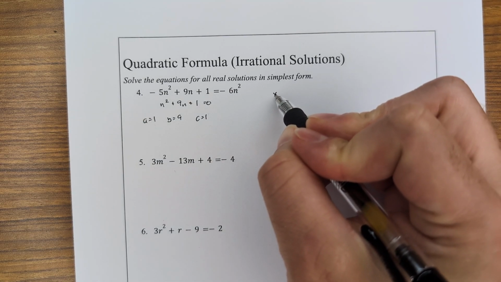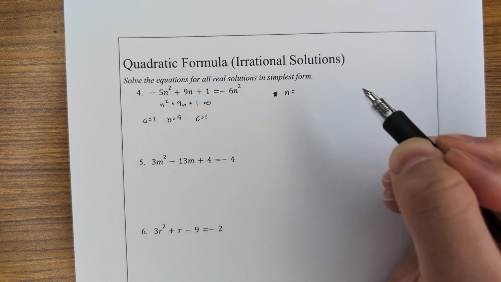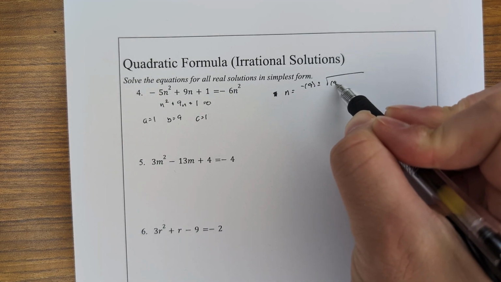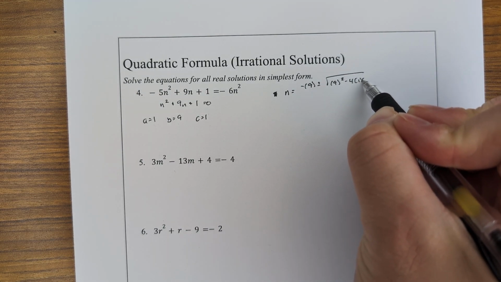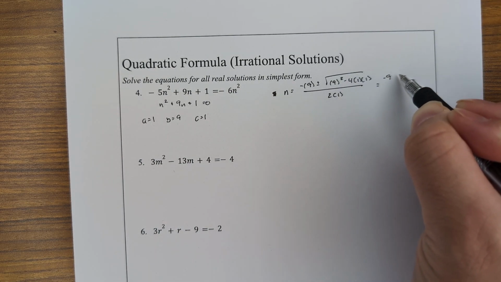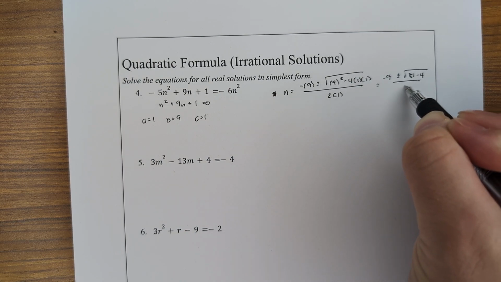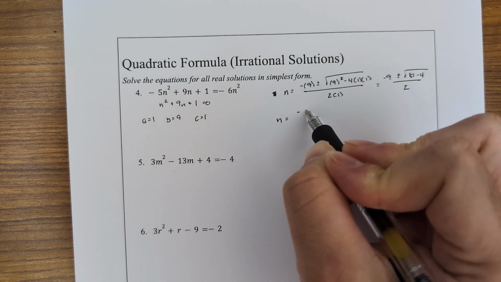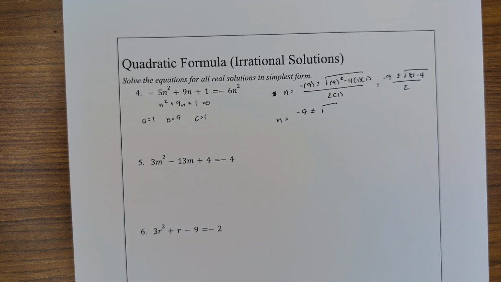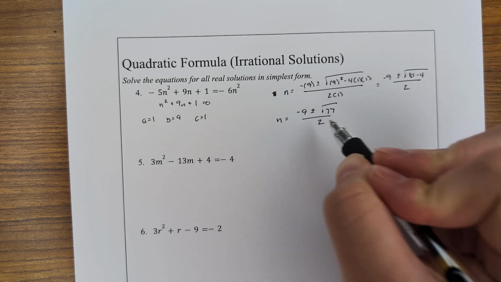Also, I've actually been making a mistake on the previous problems where I was always using x. The variable for this problem is actually n. So n equals negative b plus or minus the square root of b squared minus 4 times a times c, all over 2a. So that's negative 9 plus or minus the square root of 81 minus 4, all over 2. So negative 9 plus or minus the square root of 77. Yep, 77 over 2.